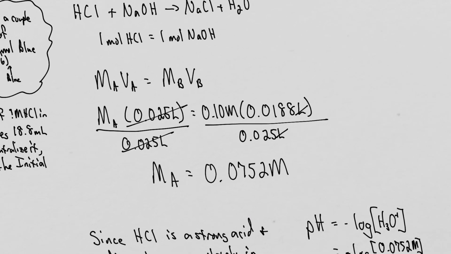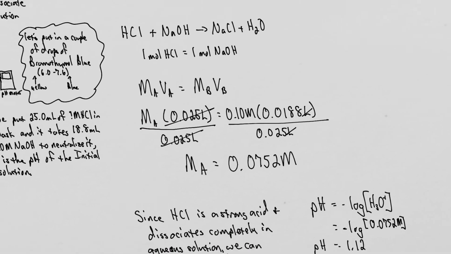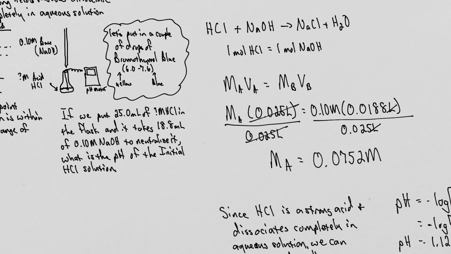All we have to do is plug in our numbers here. So we don't know the concentration of the acid, but the volume of the acid we do know. Our volume of the acid here was 0.025 liters. So I took my 25 milliliters and converted it into liters. And the molarity of my base is 0.10. And notice I took my 18.8 milliliters and converted it to liters there as well. Now, I divide both sides by the 0.025 to get the molarity of the acid by itself. So we divide those, and that gives us the molarity of the acid as 0.0752 molar.